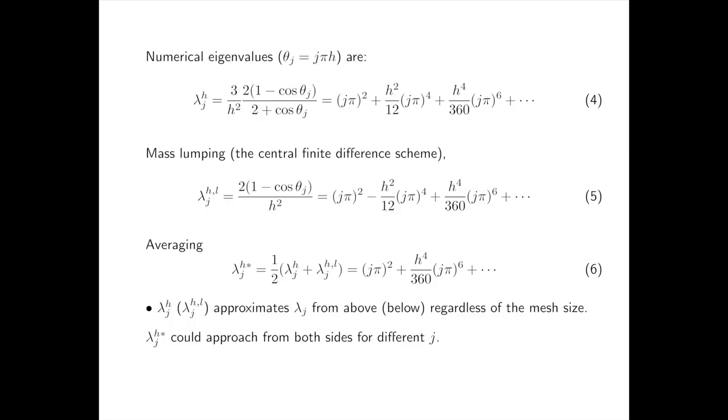So, of course, mass lumping is like this. And that's the equivalent of finite difference. And you can see it approximates from below. The first term is the same, but the second term has the opposite sign. Okay, of course, in this case, you see that if you do averaging, you have a fourth order convergence. This actually is a post-processing. You have some better result. And so let's see how many numerical eigenvalues you can trust. Right? But this one you can see very clearly.